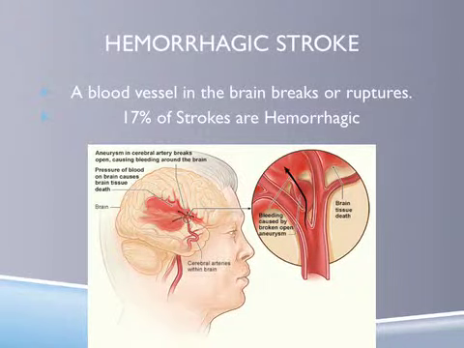Now, the second kind of stroke is a hemorrhagic stroke. This is when the blood vessel in the brain breaks or ruptures. The current rate of this is about 17%, so it's a lot less common than the ischemic one. Among people 45 to 64 years of age, approximately 37 to 38% result in death within 30 days. This is a lot higher number of deaths. This is also because we do not have as many treatments for the hemorrhagic stroke.